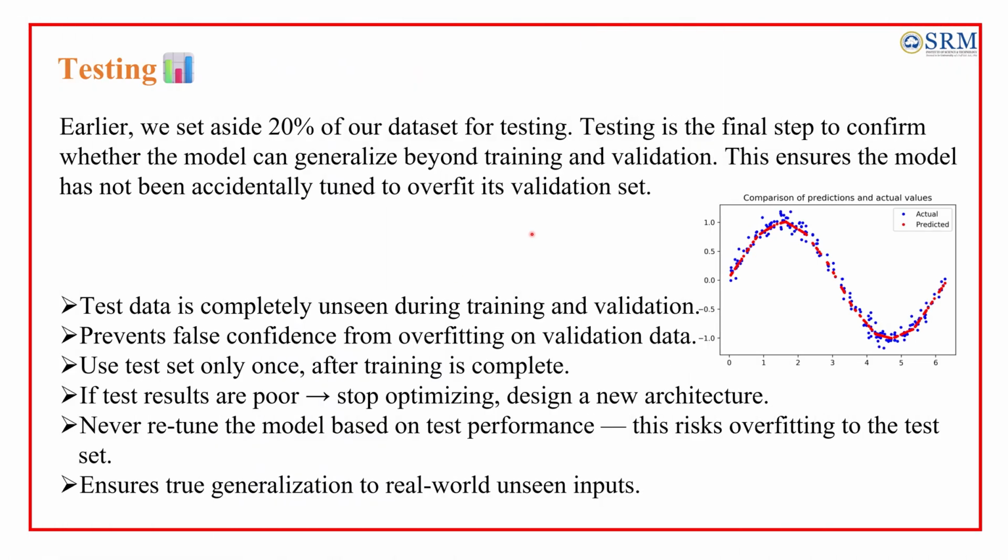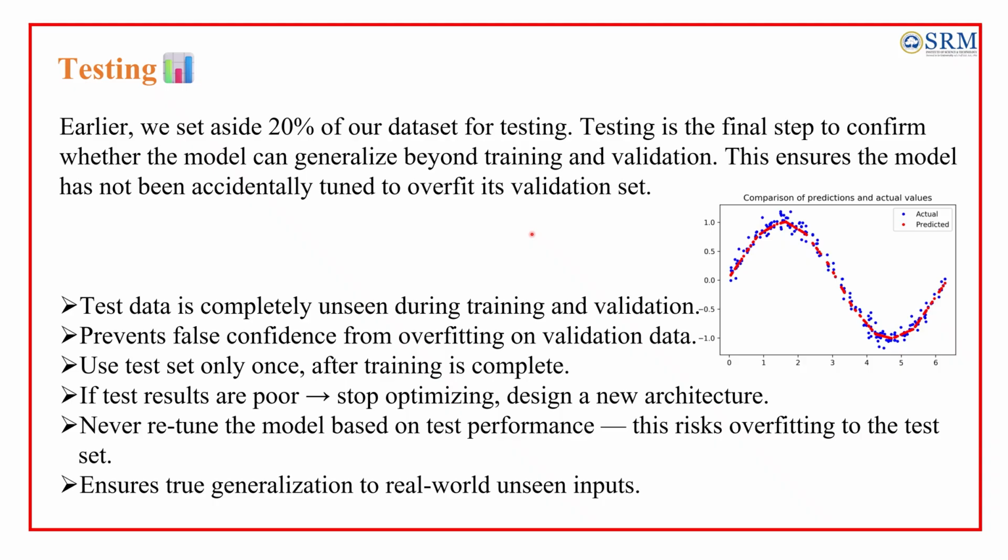Up until now we have trained our model on the training data and checked its performance using validation data, but there is still one more crucial step: testing. Earlier we set aside 20% of the dataset exclusively for testing. This data was never used during training or validation. Why? Because we tune our model based on the validation performance. There is always a risk that we accidentally overfit to the validation set. By testing on completely fresh, untouched data, we can be confident that the model generalizes well to new inputs.